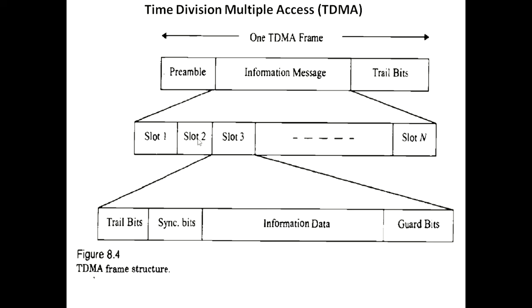Each information message is again divided into a number of slots depending upon the users, and each slot is assigned to an individual user. Each slot has the following fields: trail bit, synchronization bit similar to the preamble bit, information data, that is the actual information to be transmitted, and a guard bit, which is the idle band used to reduce the inter-symbol interference between the channels registered in the multiple access.